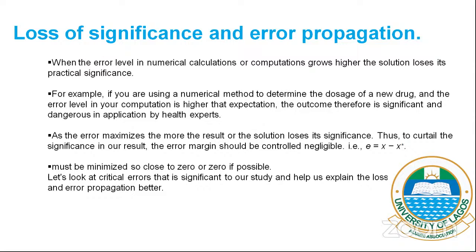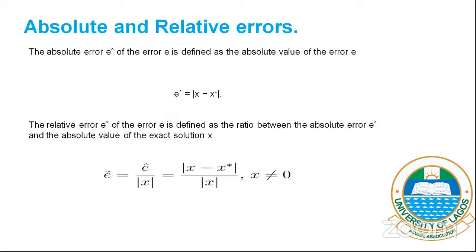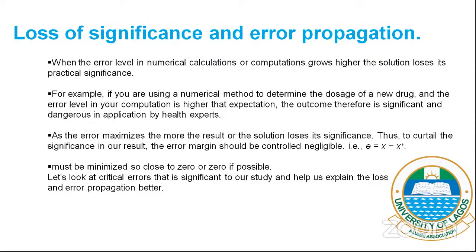So how do we get X? In most examples that we have seen, the exact solution is always given. And if you want to get X, you just take this error. X is equal to the approximated solution plus the error, because you just move the error to the other side.